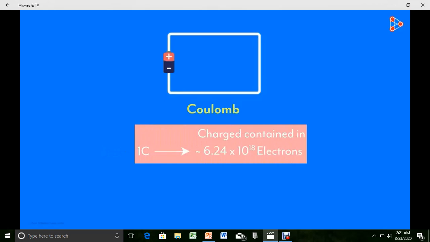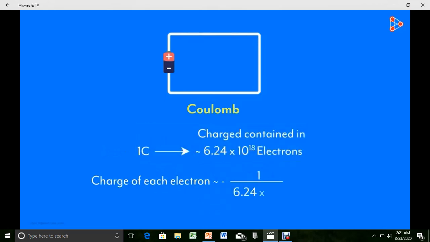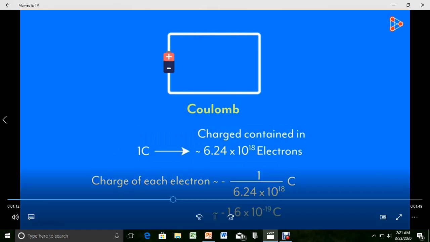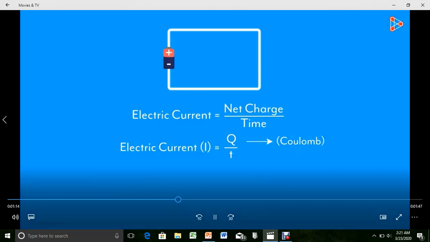With this concept, can you tell me the charge each electron possesses? It will be 1 over this number, which will equal approximately a negative charge of 1.6 times 10 raised to negative 19 Coulomb. And the time, which is the denominator, is measured in seconds.